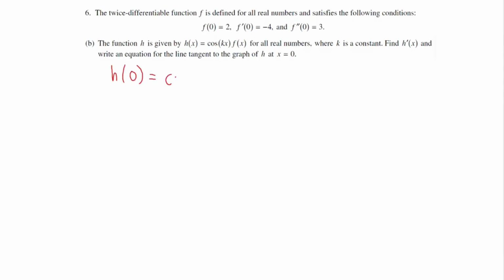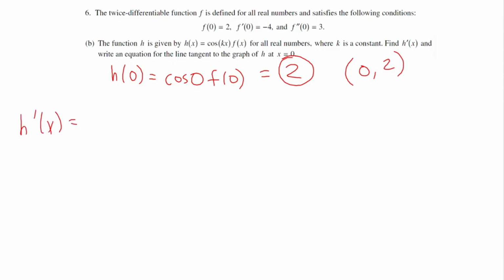That's going to be the cosine of 0 times f of 0. And the cosine of 0 is just 1, and f of 0 is 2. So that's just 2. So we know that the point we're talking about is the point (0, 2). And then we need to find h prime of x to find the slope.